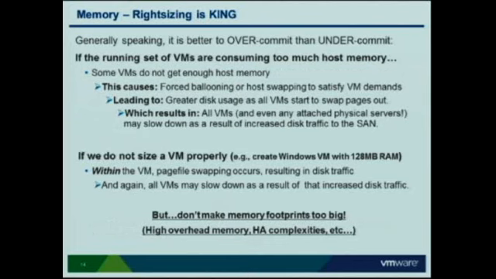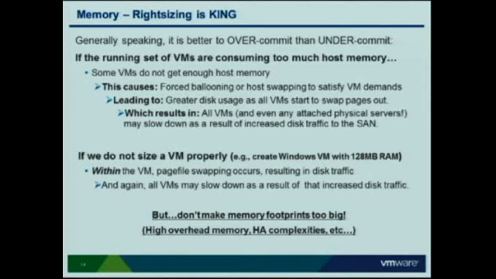So in general terms, it's going to be better to overcommit than it is to undercommit. If our running set of VMs are going to consume too much host memory, so they simply can't fit on the host that they're on, they've got too much memory configured for them and they're using all of it, then we're going to run into some VMs not getting enough physical host memory. And this could lead to forced ballooning, so we're having to page out hot pages instead of cold pages. It could lead to greater disk usage as all of those VMs start to swap pages out to their vswap files. This results in what I would call storage drain.